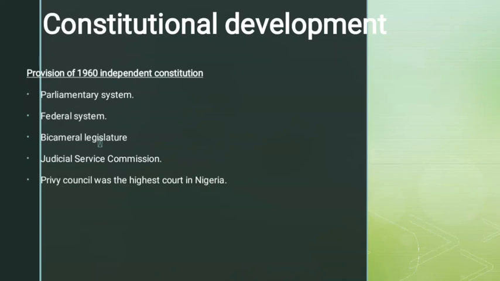Also, we had human rights entrenched in the Constitution of 1960. Also, we had the public service establishment. Public service was established in the Constitution. Also, citizenship was entrenched in the Constitution of 1960.